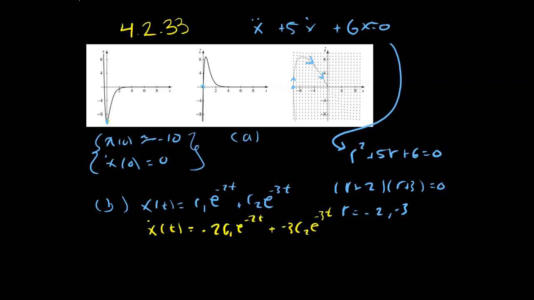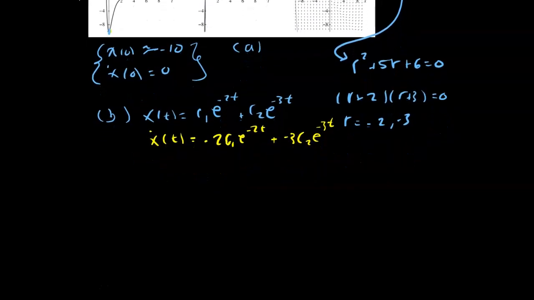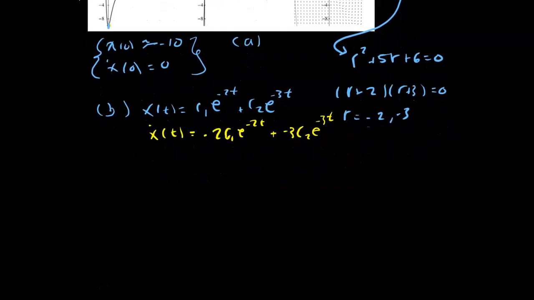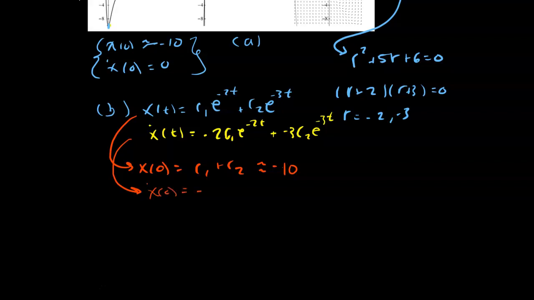So in part B, we're still asked to use these initial values to solve these, and so let me just scroll down for a tad. So this first initial value says to plug in a 0 to x. So x of 0 gives you C1 plus C2, that equals -10. And then plugging a 0 into this one says -2 C1 plus -3 C2 needs to equal 0.